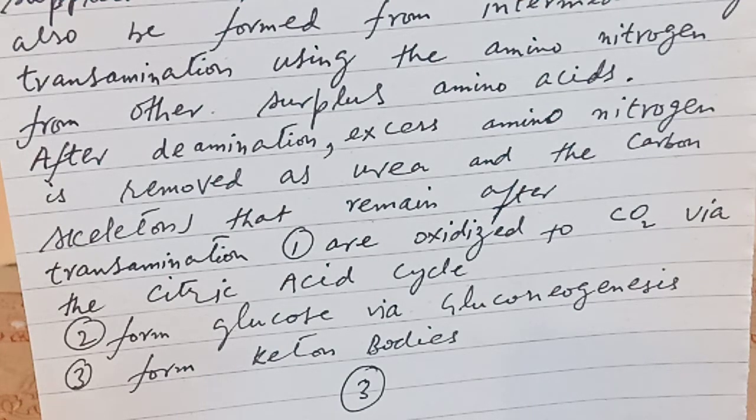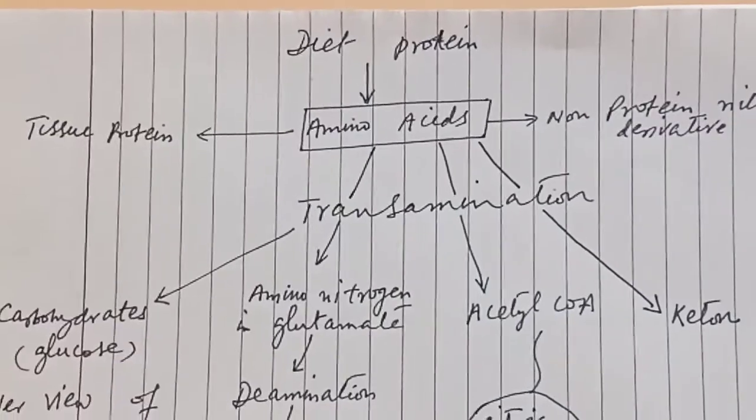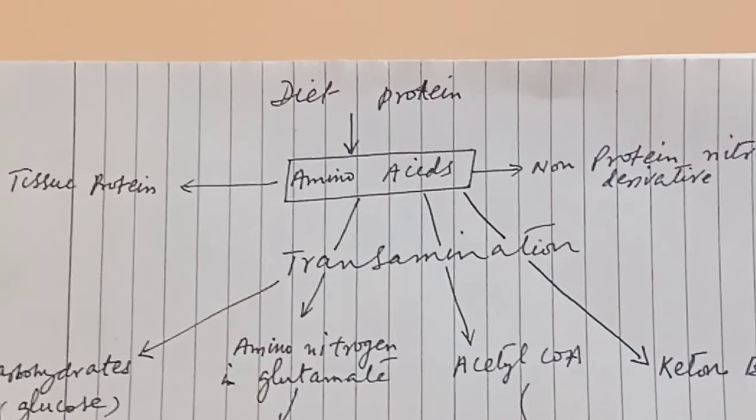As far as the transamination is concerned, it also leads to the formation of ketone bodies. Amino acids are also responsible for ketone bodies production. So look here at the diagram.